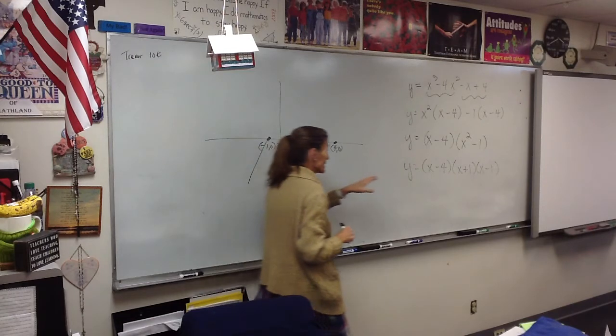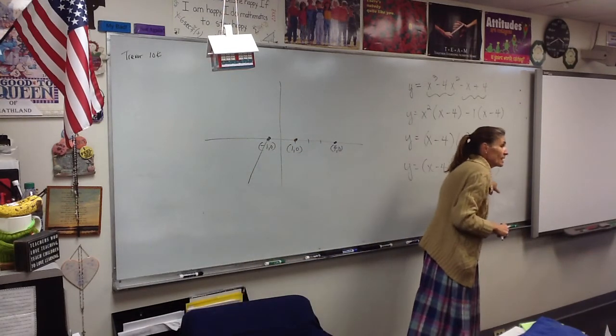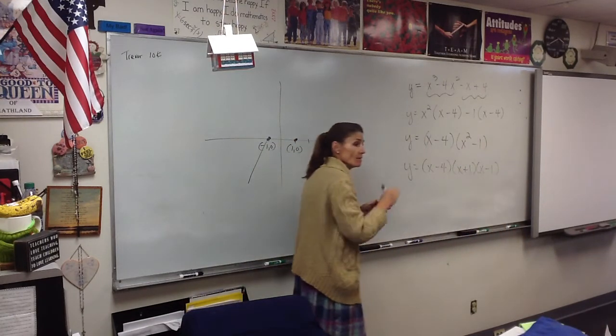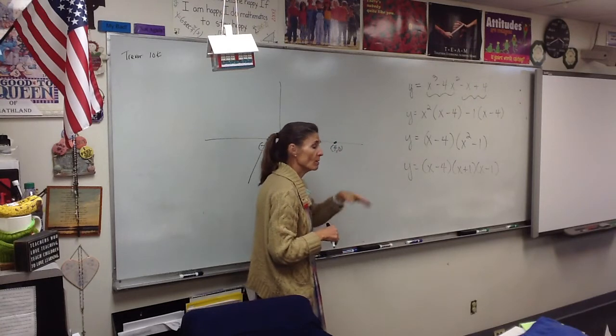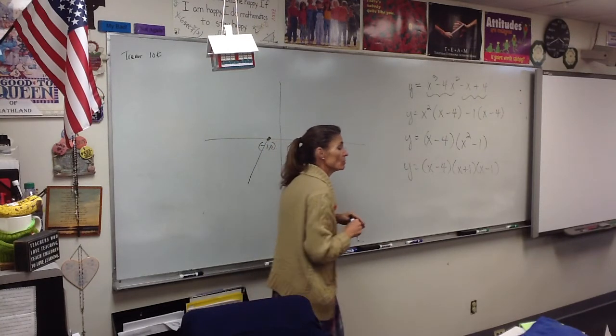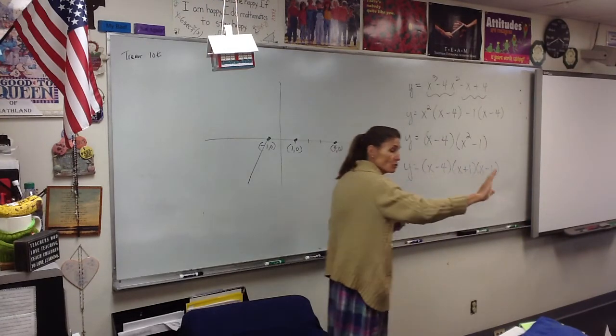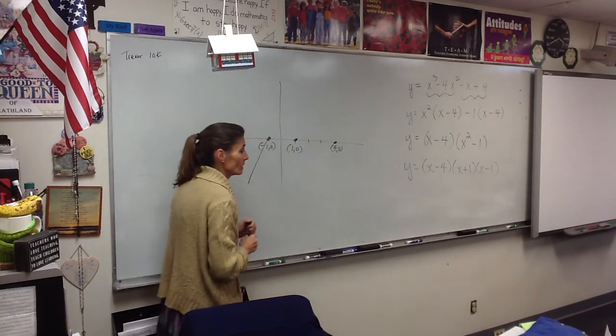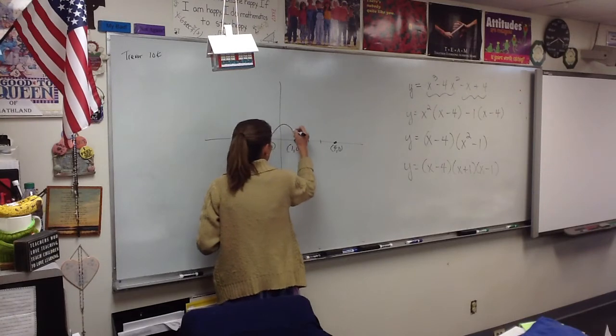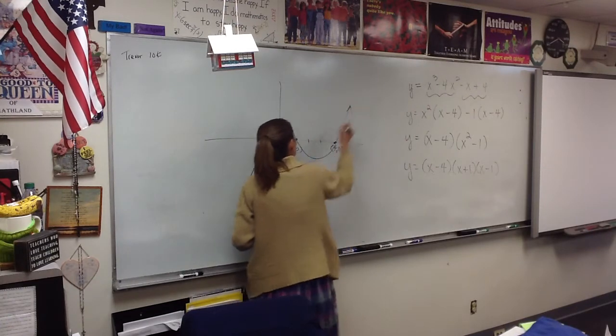What's happening, take a look at these factors, what's going to happen in this problem? They're all just going straight through. And we know they're all just going straight through because why? There's no squares, there's no powers. So I'm just going to go straight through, connect my dots, and there's my picture.